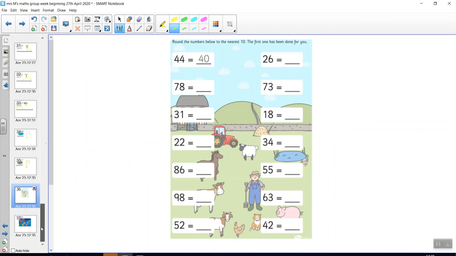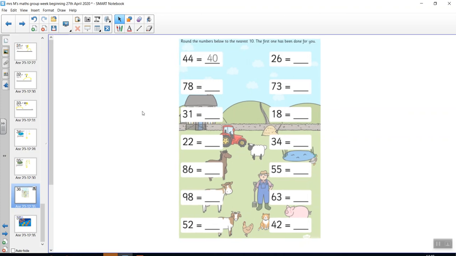Okay, this is almost the last activity for today, and I've put it in because I want to see how quickly you can round these numbers to the nearest 10. So pause the video and do them as quickly as you can. Off you go.